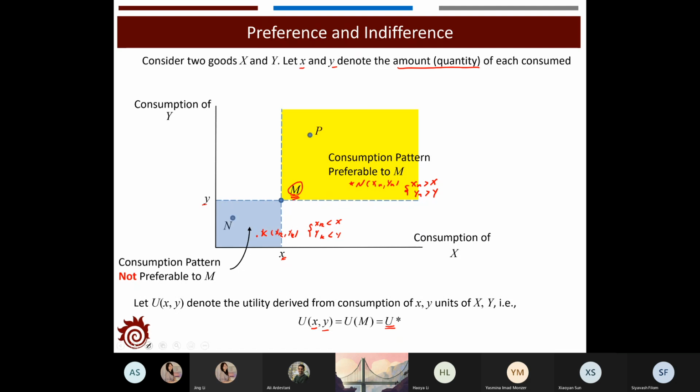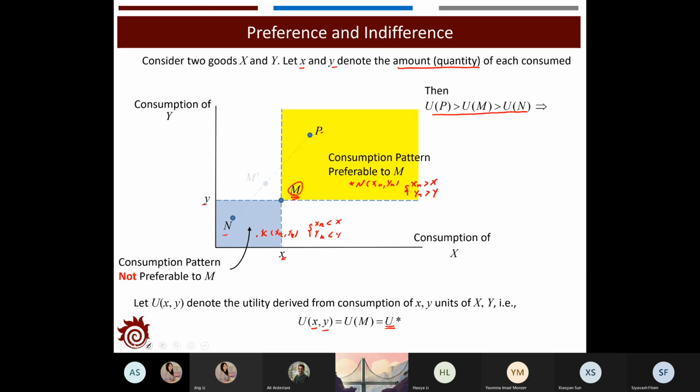And if we take two points, point P in the preferred region and point N in the non-preferred region, definitely we can observe that the utility at the point P is higher than M and is higher than N. So this is what we get: UP is larger than UM, is larger than UN.